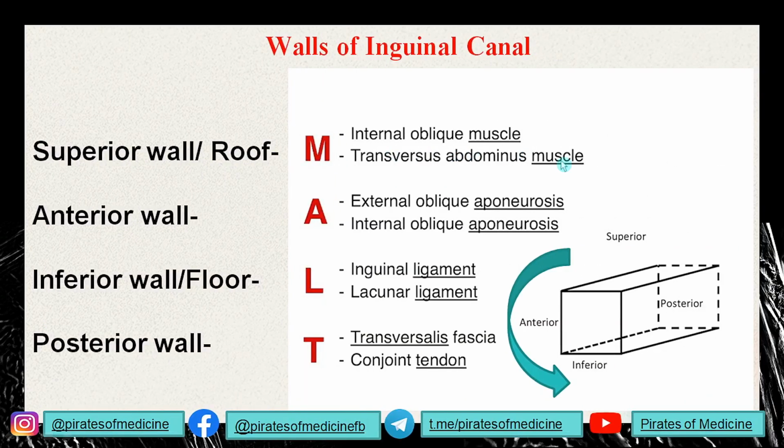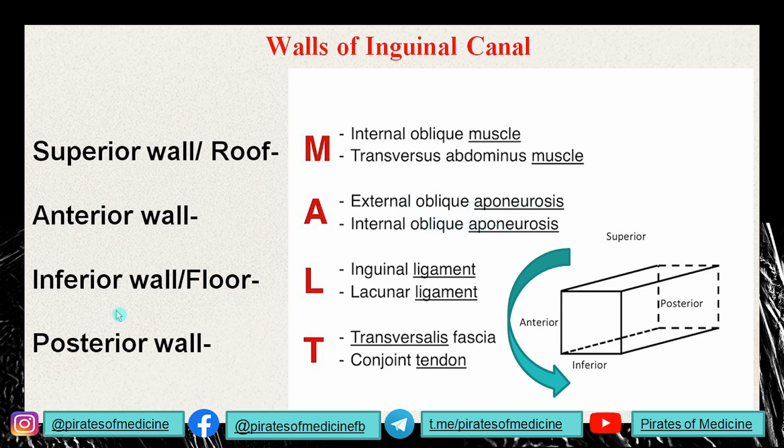Now let's talk about the walls of the inguinal canal. So a simple mnemonic to remember what the walls of the inguinal canal are made of. So MALT, the whiskey one. MALT, which means the superior wall, this one is made up of M. Superior wall M is made up of internal oblique muscle and transverse abdominis muscle. So from muscle you can remember it with M. The anterior wall, it is made up of A. Correct? A for aponeurosis. So aponeurosis of external and internal oblique muscles.